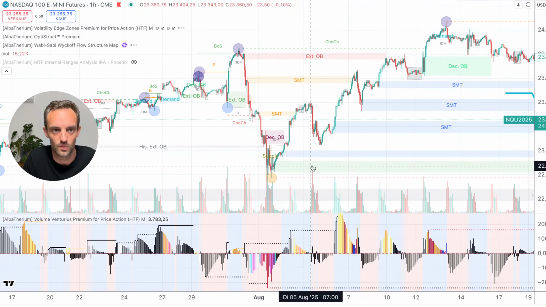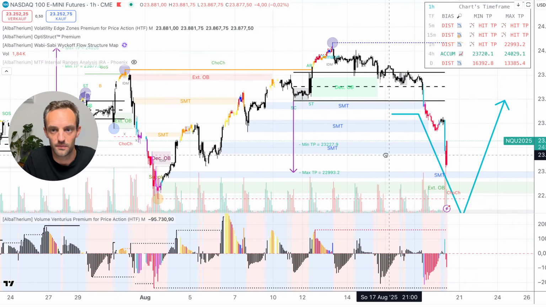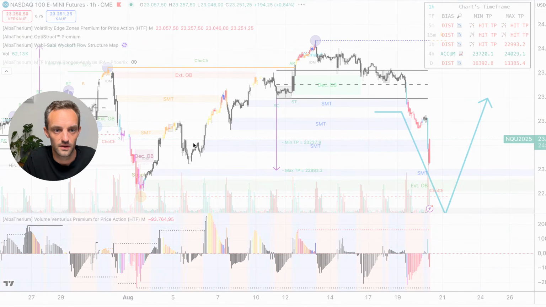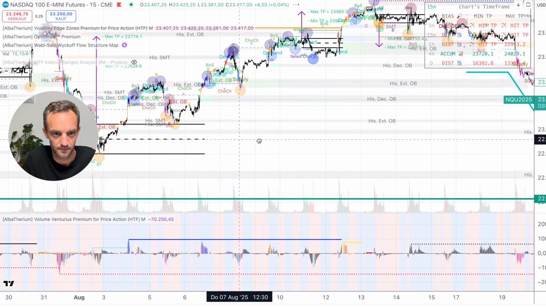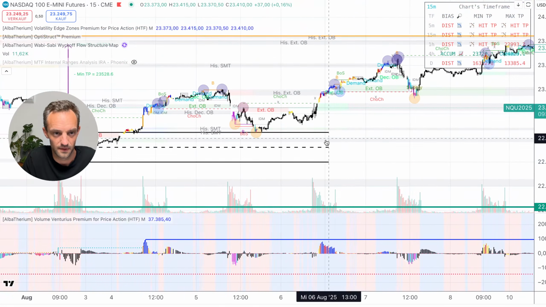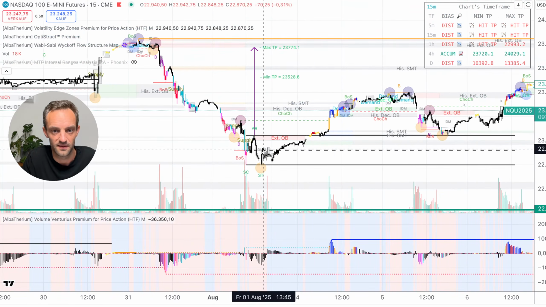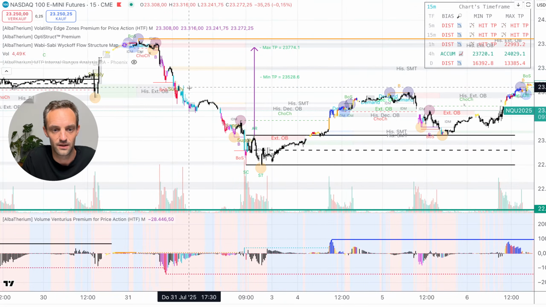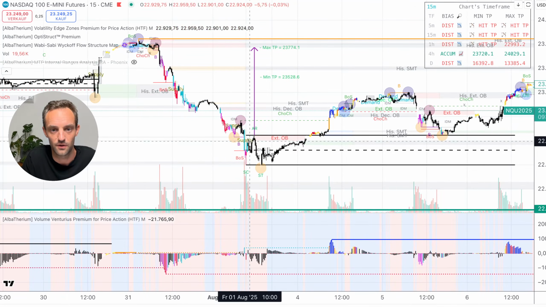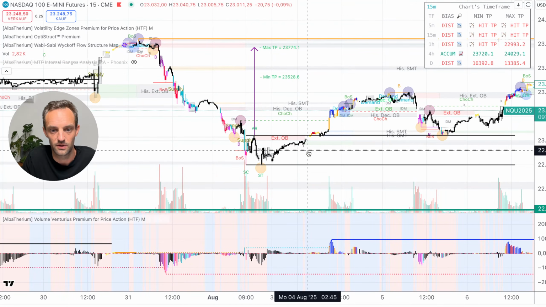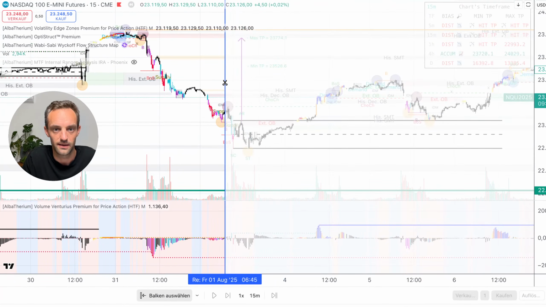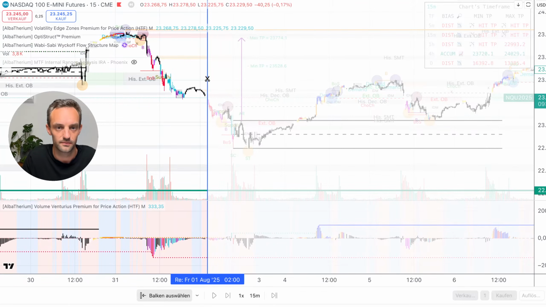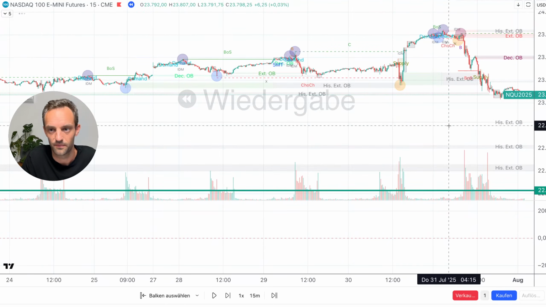Yes, on which example do we want to do it? Let's do it on this example here, okay? This is the 15-minute chart and the sell-off from end of July, 31st of July, 1st of August, okay? And then we had the turnaround here, 4th of August, Monday. Okay, we can go back and do the replay mode on the 15-minute chart.